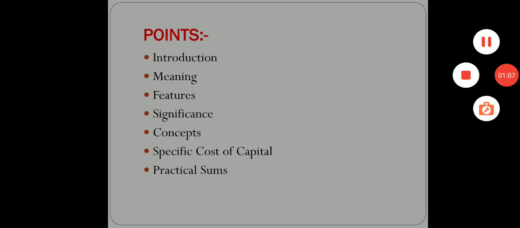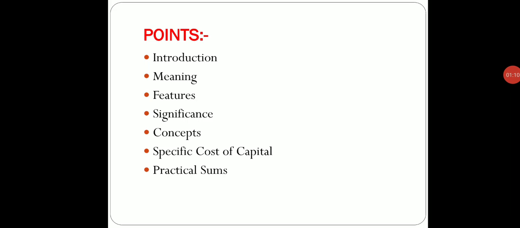The points that we are going to study are: introduction of cost of capital, then meaning, the third one is features, then significance, then concept, then specific cost of capital, and the next one is practicals of cost of capital.